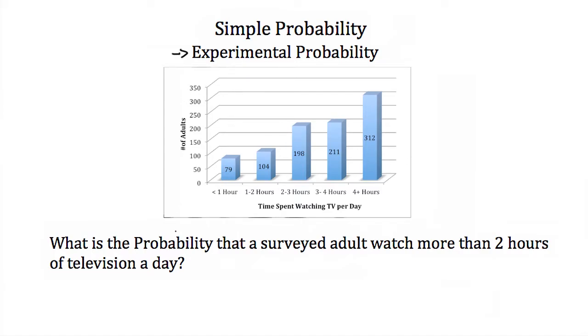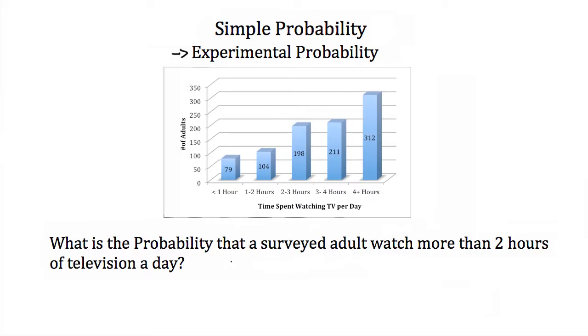Let's look at this example. Here we've surveyed several adults, and we surveyed them on the amount of time they spend watching TV per day. 79 of the adults watched less than 1 hour. 104 watched between 1 and 2 hours. 198 watched between 2 and 3 hours. 211 of them watched between 3 and 4 hours, and 312 of them watched for more than 4 hours.